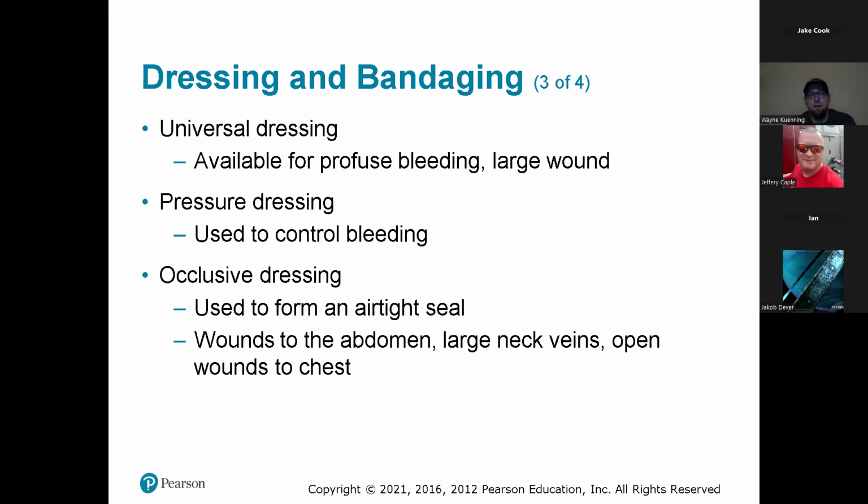Universal dressing available for profuse bleeding, large wound. Pressure dressing, controlled bleeding. Occlusive dressing, usually used to form an airtight seal. Wounds to the abdomen, large neck veins, and open wounds to the chest. Penetrating chest trauma, abdominal avulsions, things like that, we're going to use an occlusive dressing on.